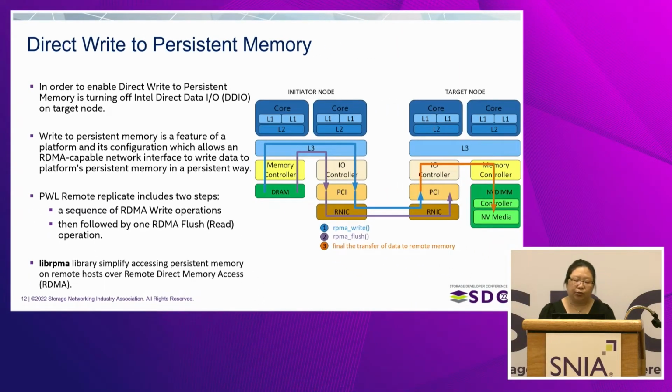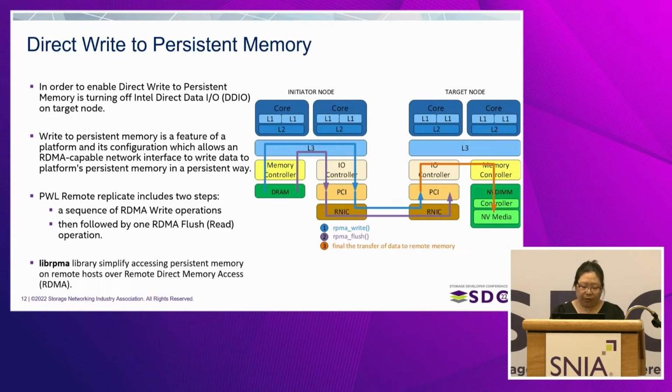How do we directly write to the persistent memory on the target node? In order to enable direct write to persistent memory, you have to turn off Intel DDIO, direct data I/O, on the target node. If you enable it, the RDMA write may go to the processor cache. So we disable it, and then the RDMA write will write to the PMEM directly, not to the processor cache.